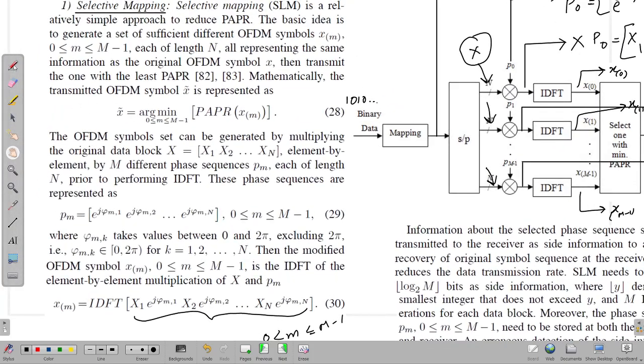So that is represented here. X tilde is the argument minimum of PAPR of x of m, where m ranges from 0 to m minus 1, and the signal with the minimum PAPR is transmitted. That is this parameter x tilde. X tilde is a signal out of the M symbols. The symbol with the lowest PAPR is x tilde.